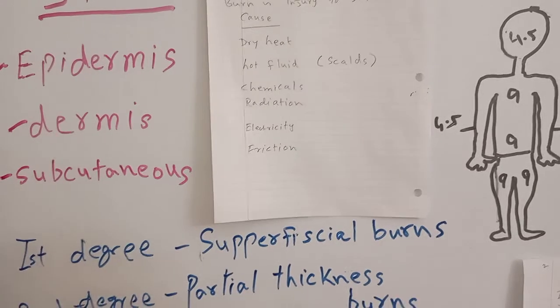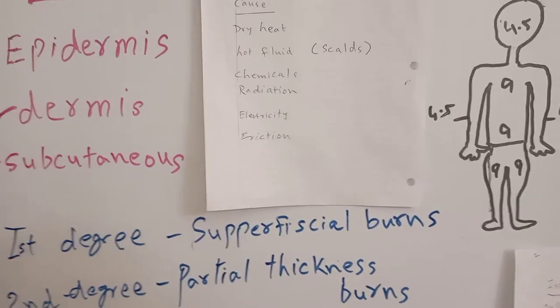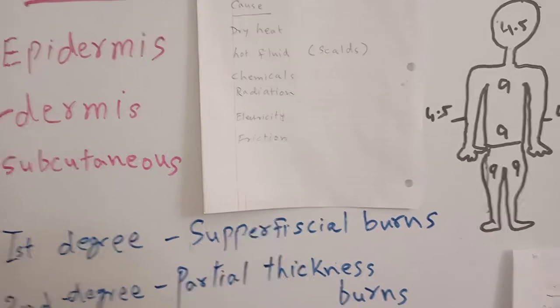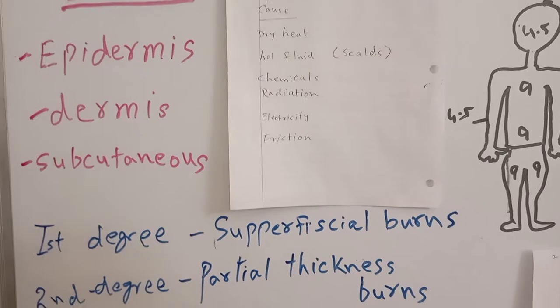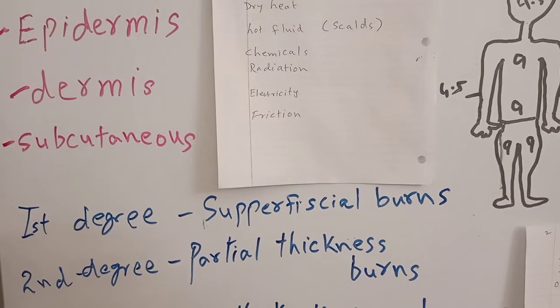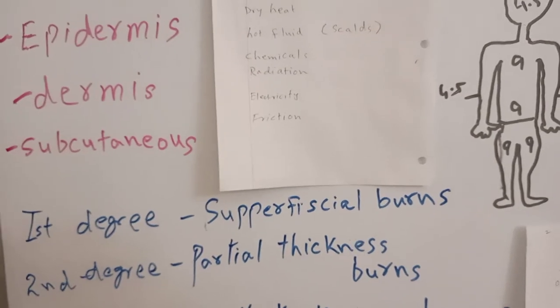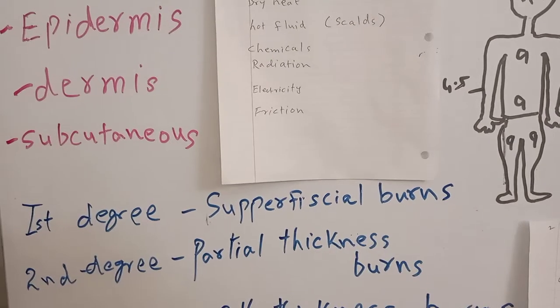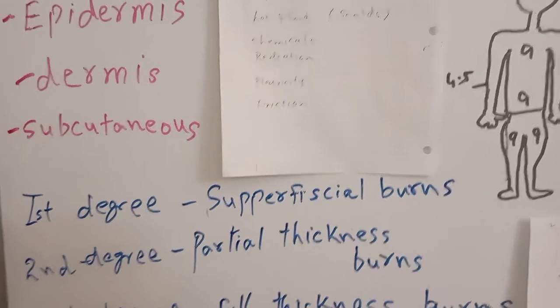Number two, the superficial layer of the skin, the epidermis, plus the upper part of the dermis are involved. This is called partial thickness burns. The skin that is burned will be swollen, red, and painful, but a characteristic of second degree burns is blister formation. Blisters will be there.